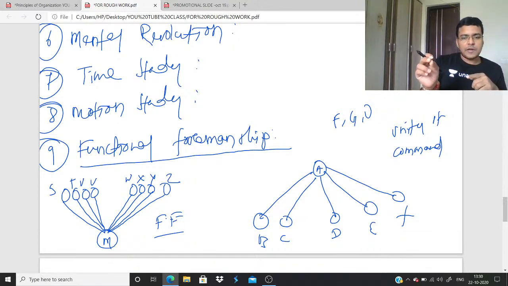Taylor rejected the concept of unity of command promoted by classical theorists Fayol, Gulick, and Urwick, and instead he gave his concept of functional foremanship, where a single employee takes orders from 8 superiors. 4 are planning and 4 are execution. So what is the result? Functional foremanship results in specialization in organization.